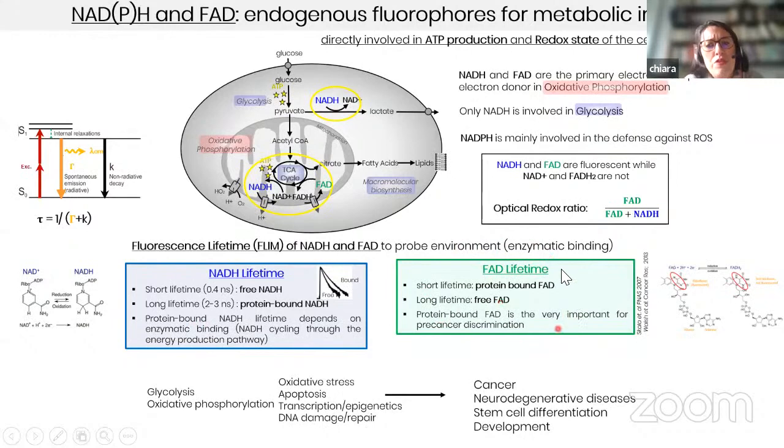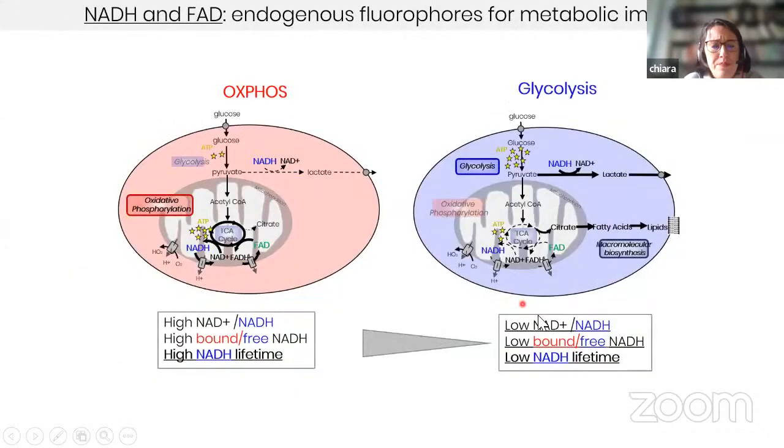FAD is much less used but holds a lot of potential, and this is actually an active research field. Just very briefly, FAD has a short lifetime when it's protein bound and a long lifetime when it's in the free form. So if we go back to the NADH, we can make two schemes: one cell that has more oxidative phosphorylation, which has a high bound to free NADH ratio, and a cell that undergoes mostly glycolysis, which has a low bound to free NADH ratio.